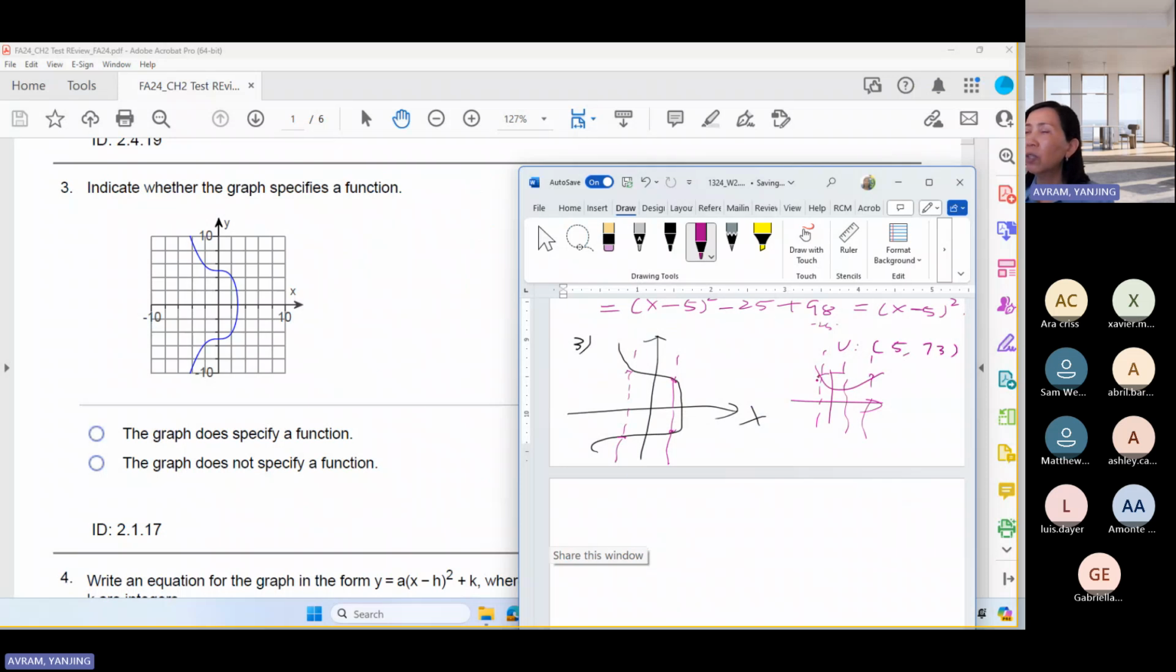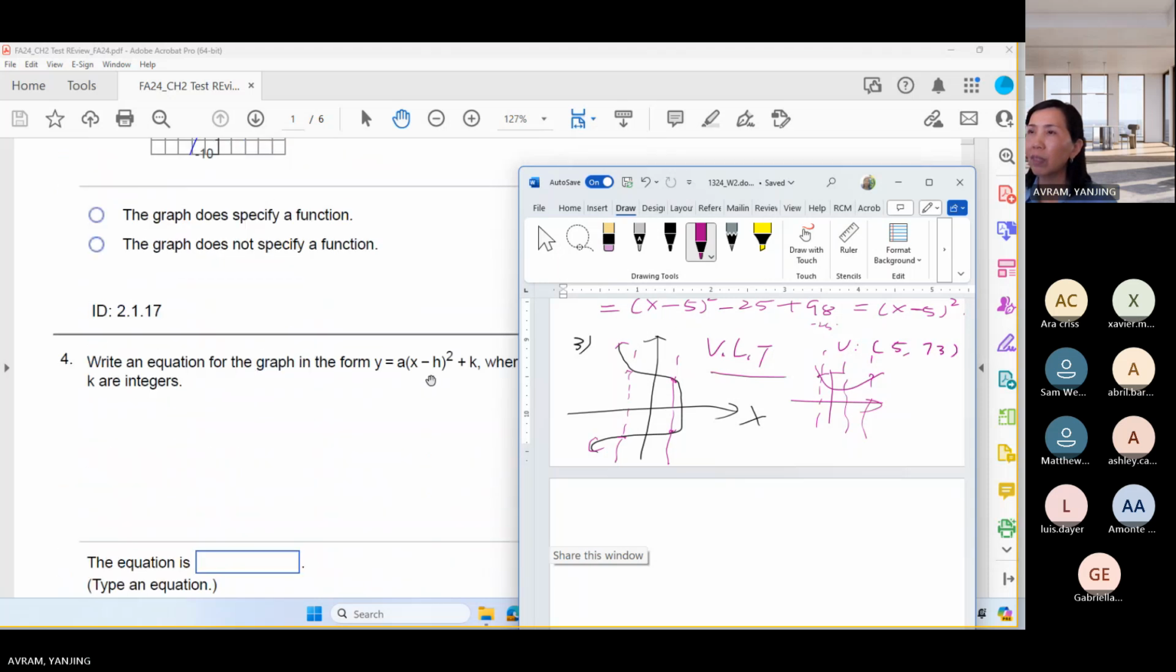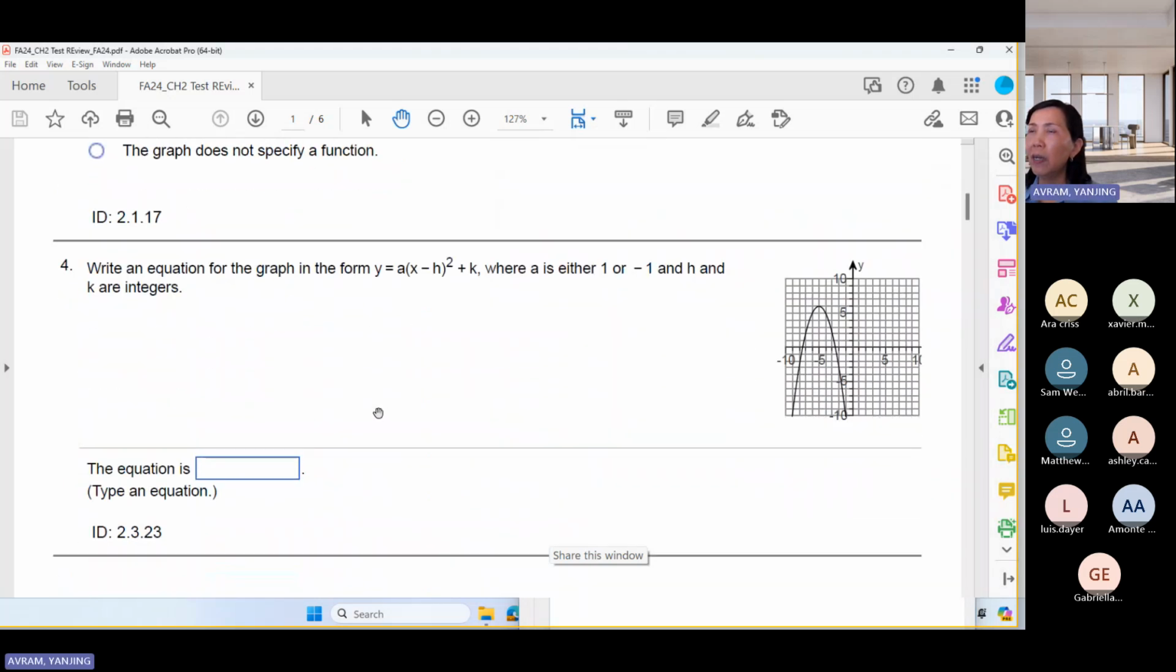Regardless of what the ending is, this one is not a function because it didn't pass the VLT. So what's VLT? Vertical line test. Yes. So this one is not a function because it did not pass the vertical line test, VLT.